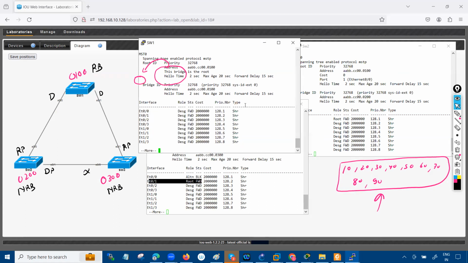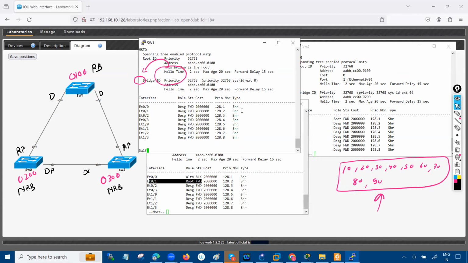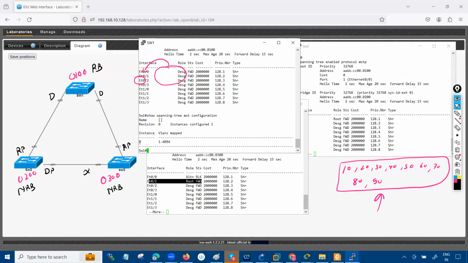The most important concept right now: by default, if you don't do any configuration, all VLANs are mapped to instance number 0. If you want to see the behavior of the CST, you can see it over here. But in the default behavior of the CST, what happened?